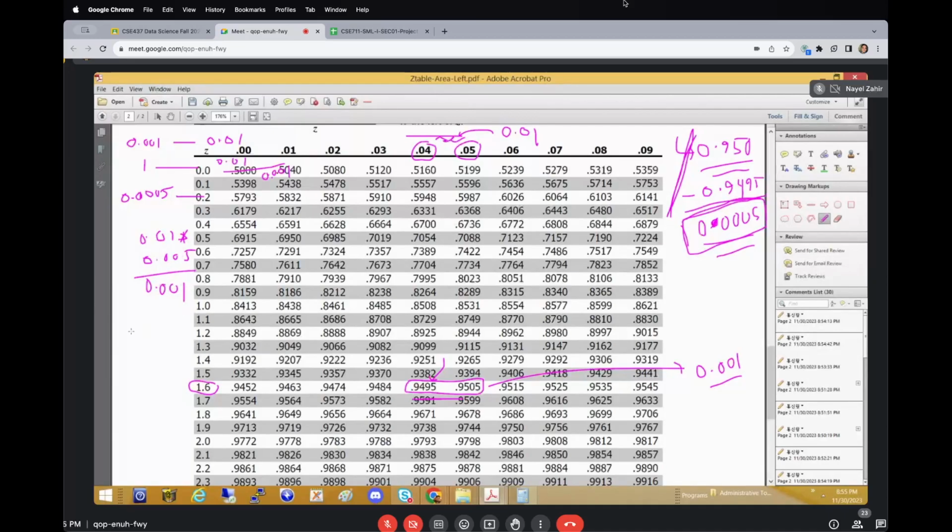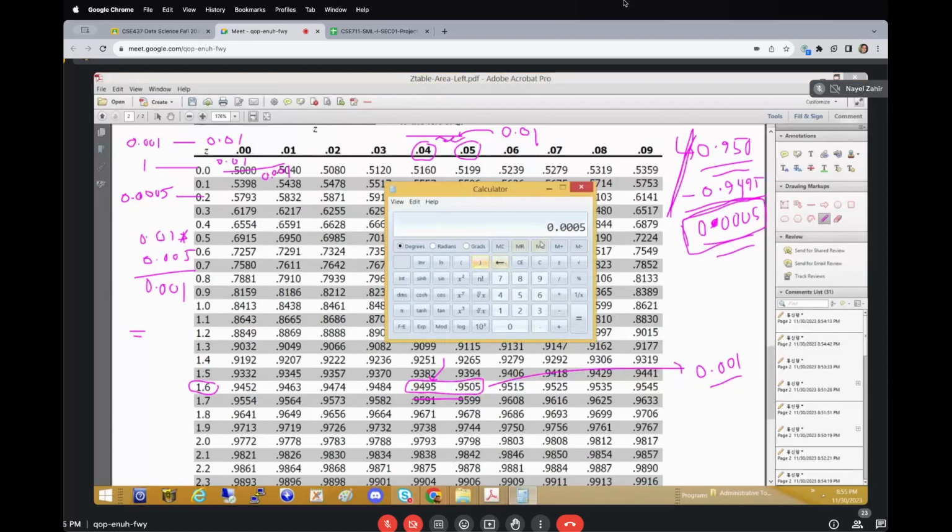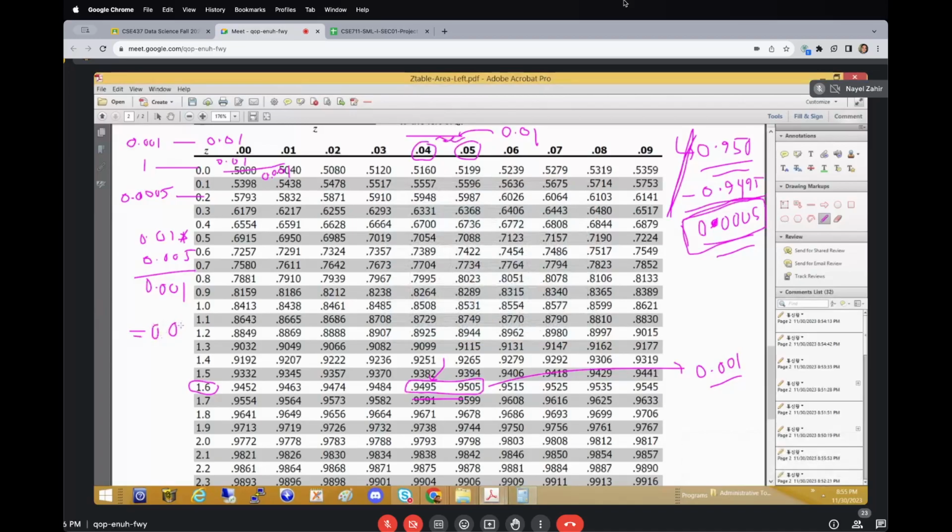Okay, so if we do the math, it is 0.0005 times 0.01 divided by 0.001 equals 0.005. So that means 0.005.